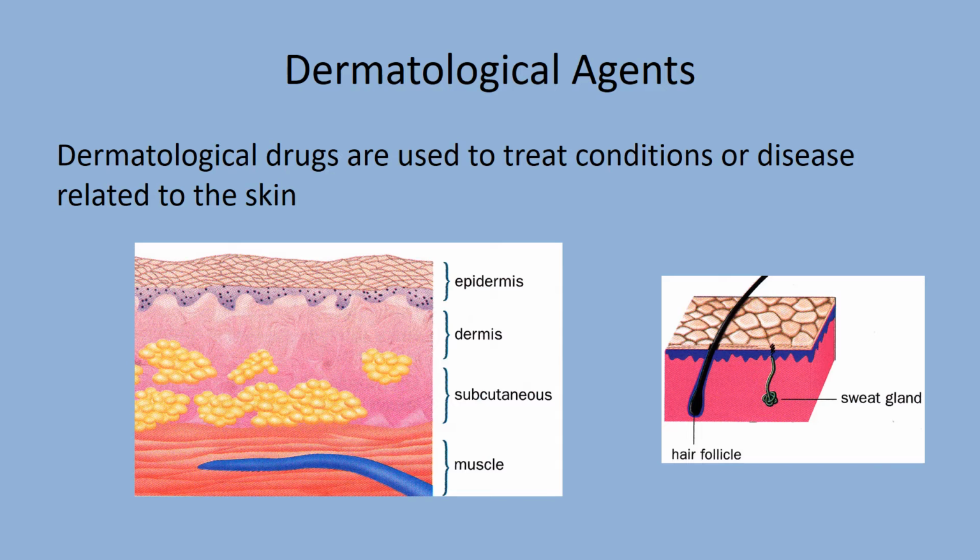All right, that concludes cardiovascular agents. Let's go on to dermatological agents, things to treat the skin. The top layer of skin, the epidermis, does not have a blood supply. However, it's highly absorbable. It can absorb ointments and creams.